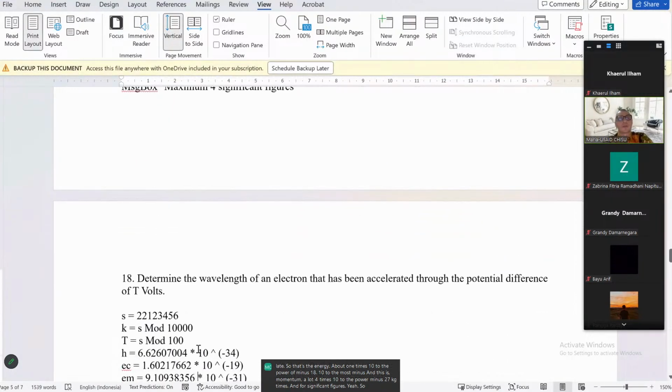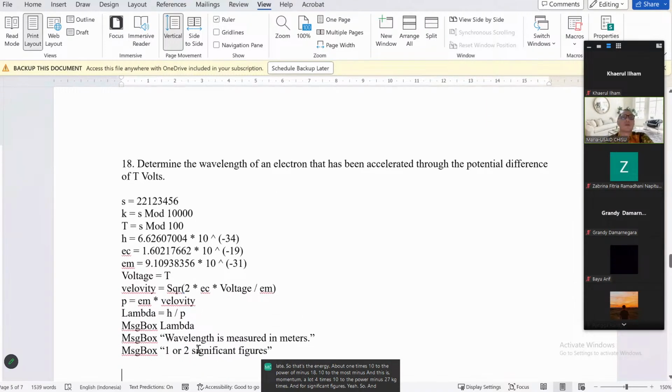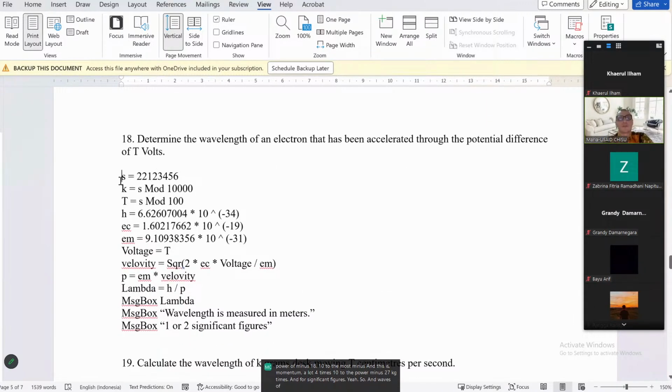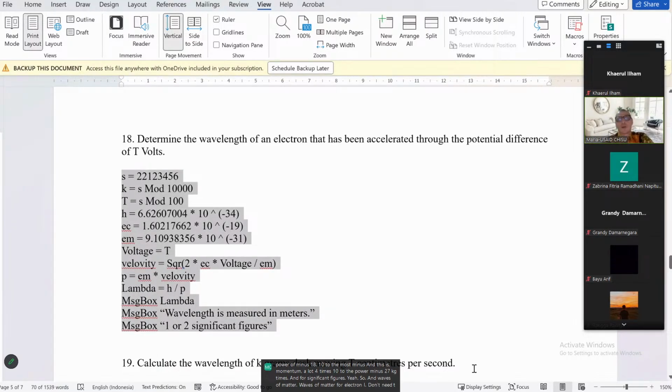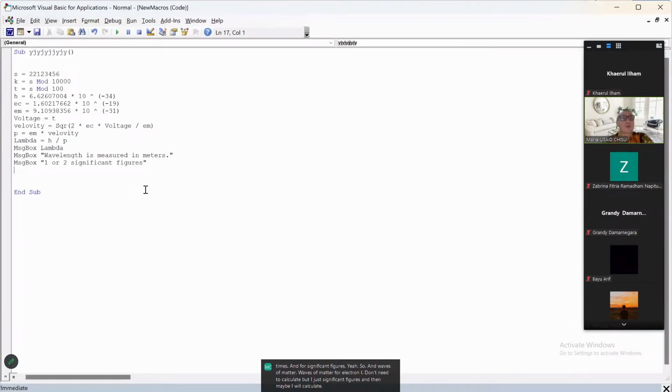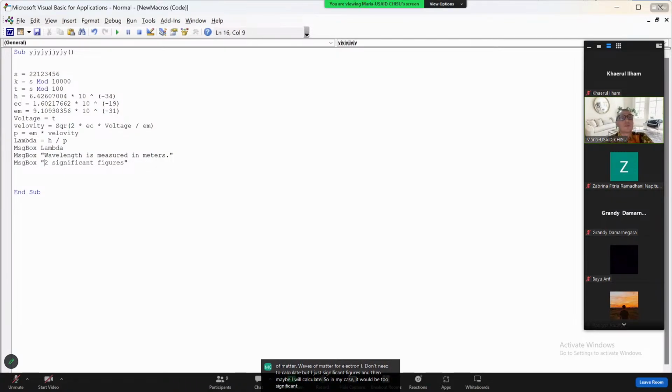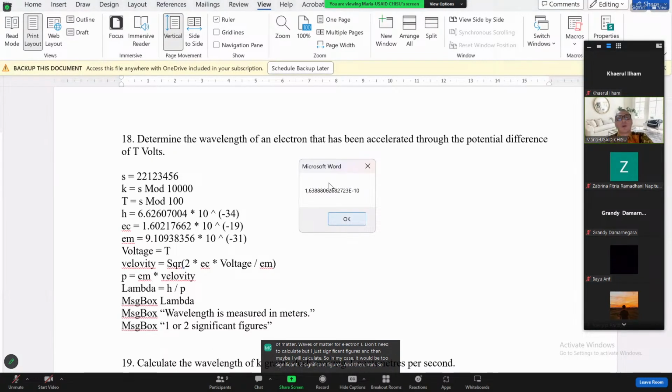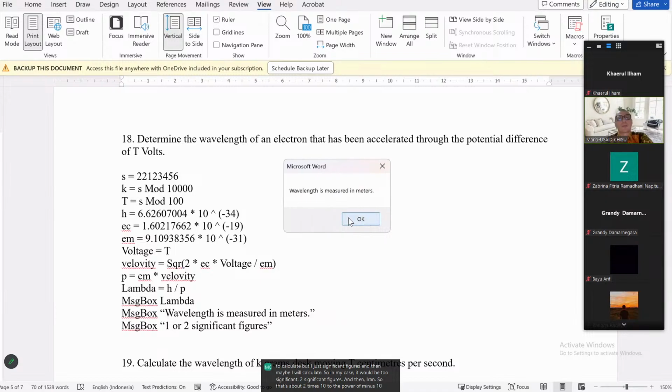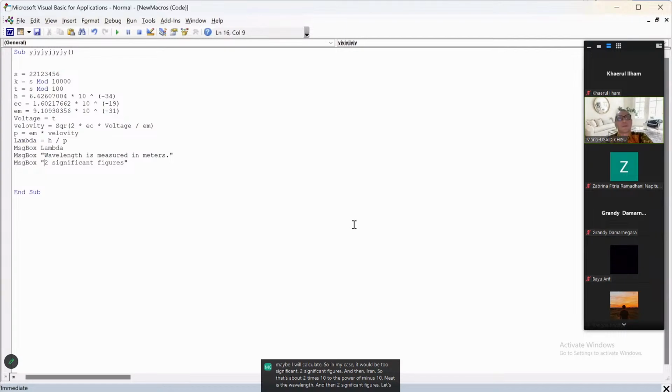So, waves of matter for an electron. I don't need to calculate, but I adjust significant figures, and then maybe I will calculate. So in my case, it will be 2 significant figures, and then I run. So that's about 2 times 10 to the power of minus 10 meters, the wavelength, with 2 significant figures. That's it. Next.